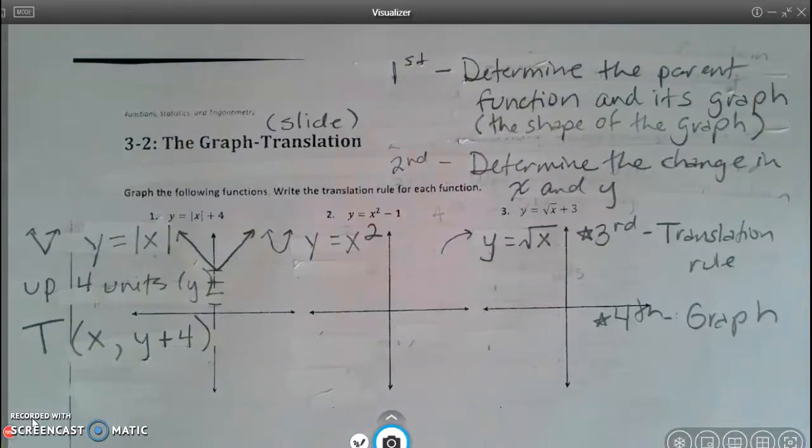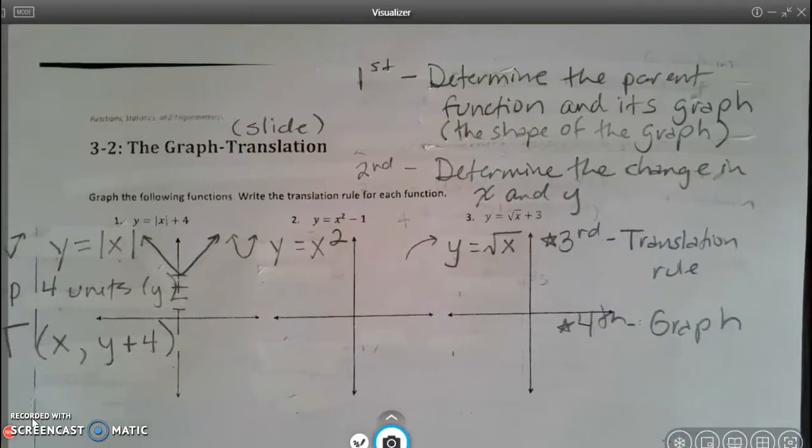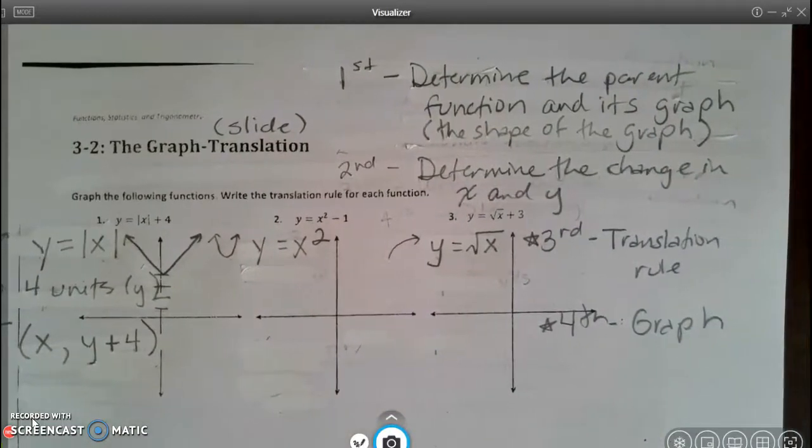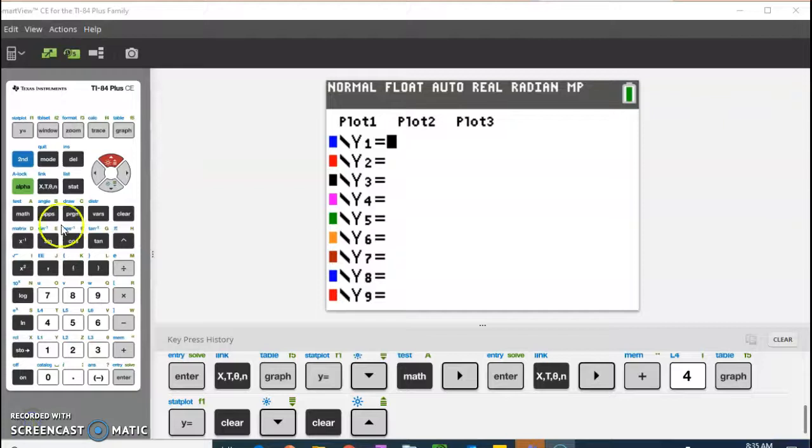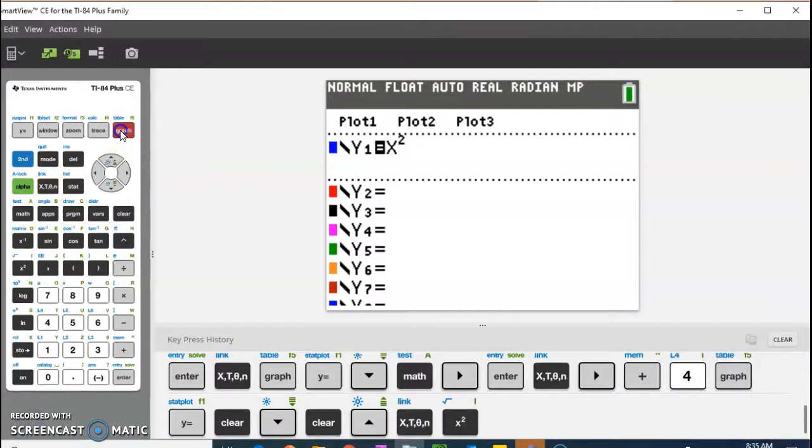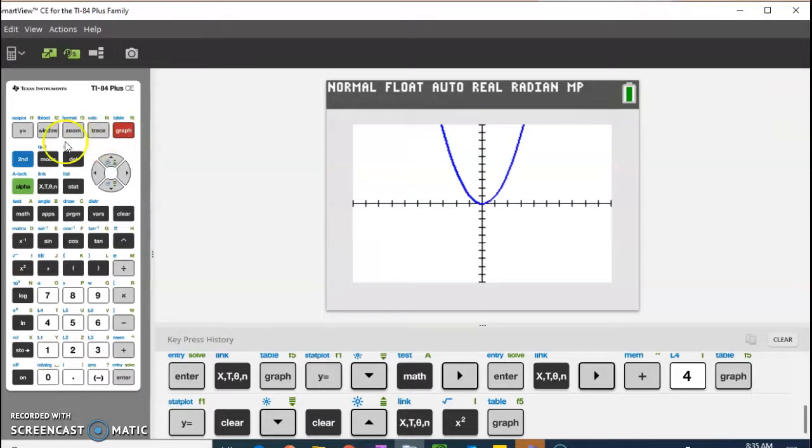All right, let's go on to number 2. All right, we know that y equals x squared is a quadratic. It's a U-shaped graph. And so we've already done step 1. We need to determine the change in the x and y. So we're going to go back to the calculator. All right, so I'm going to go ahead and put x squared in and graph it. And it's indeed a U-shaped graph.